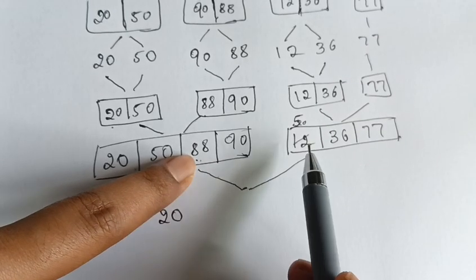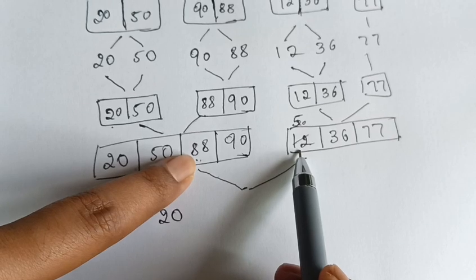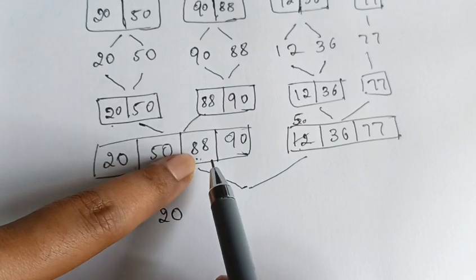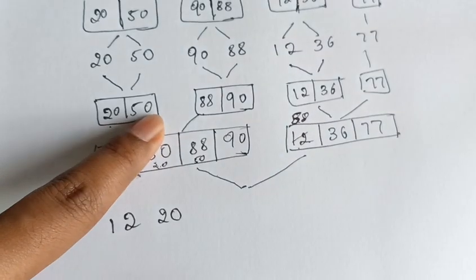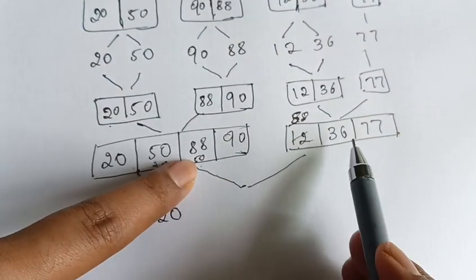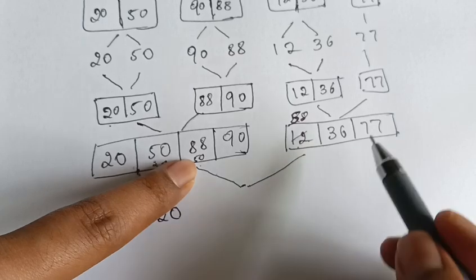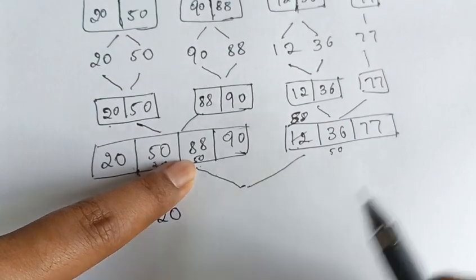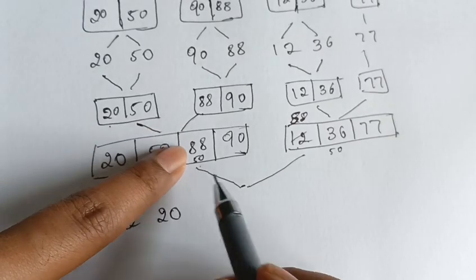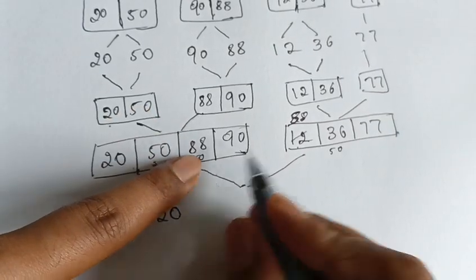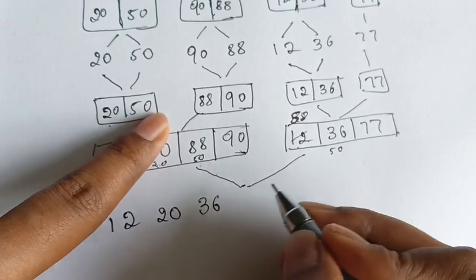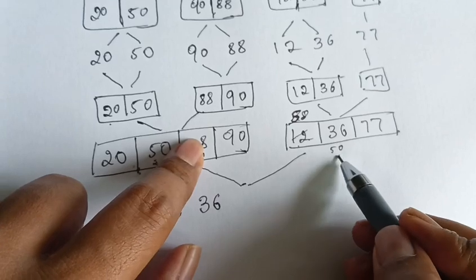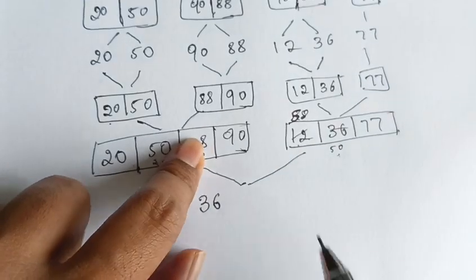88. Is 88 less than 50? No. Condition is false. What we have to do? Swap. 50 comes here. And then 88 goes here. Again, is 50 less than 36? No. Condition is false. Again swap. 50 goes here. Then 36 comes here. Check. Is 36 less than 77? Yes. Condition is true. So 36 will be here. And then 50 is here now. In the place of 36, 50 is here.